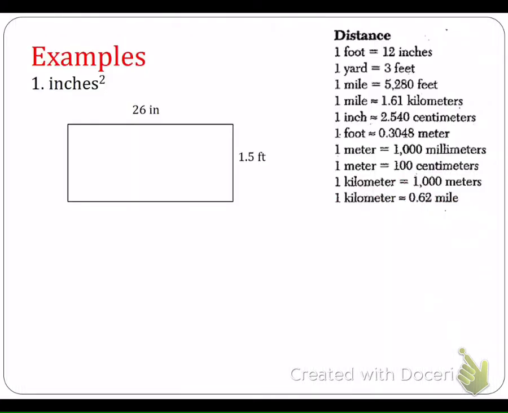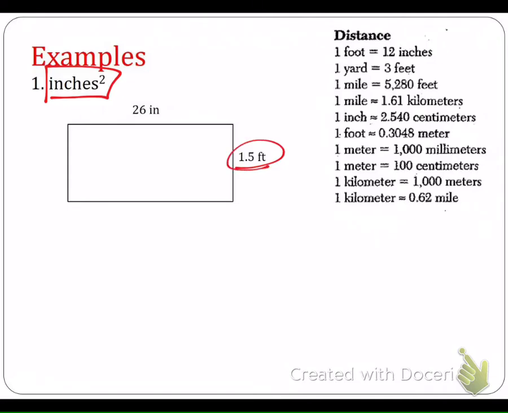So here is our first example. So it tells you what we want the final answer to be in. So do you see how it says square inches right here? So I want my final answer to be in square inches. So what I'm going to do is make sure that all my dimensions are in inches. Are my dimensions in inches right now? One of them is, right? So the 26 inches, that's fine. But over here I have 1.5 feet.